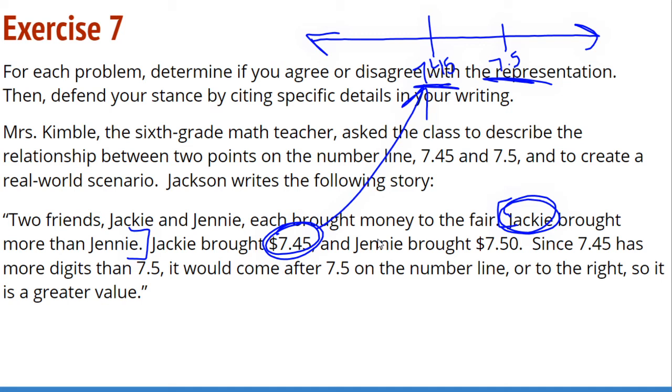And on top of that, I'm really concerned about what Jackson is thinking. Jackson is thinking in terms of whole numbers, 1, 10, 200. When you have more digits and you have a positive whole number, more digits makes greater. But when you start dealing with fractions, more digits doesn't mean bigger number. If we compare the 7s, they're the same, but this only has 4 tenths and this has 5 tenths. So really, Jenny brought more than Jackie did.